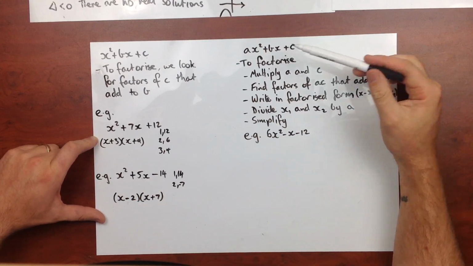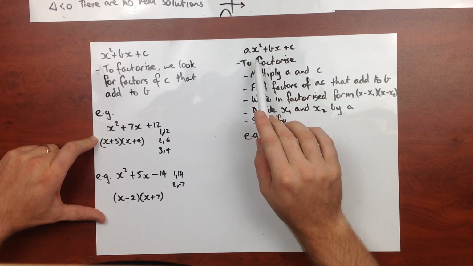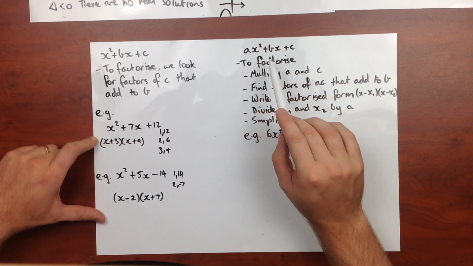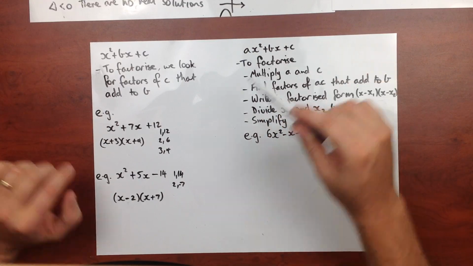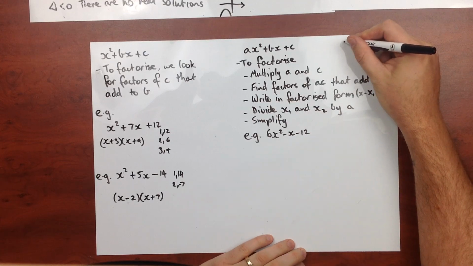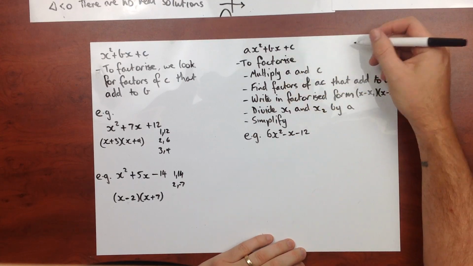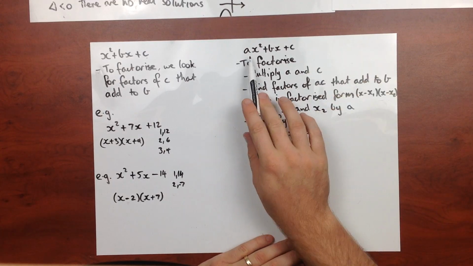If we have now a coefficient of x squared, so we've got ax squared plus bx plus c, in our general form, it is a lot more complicated. We can do a bit of a trial and error approach, which works particularly well if you've got something like a which only has one factor pair, like it's a prime. So 2, 3, 5, 7, that sort of thing.